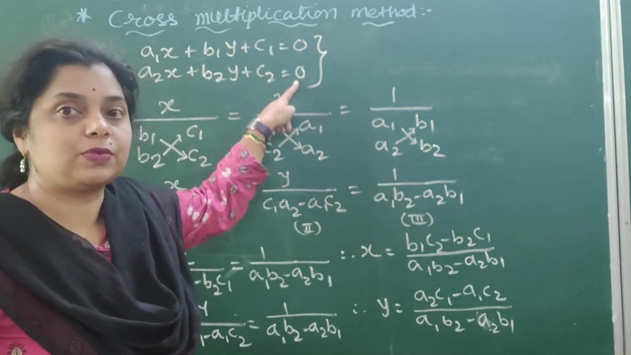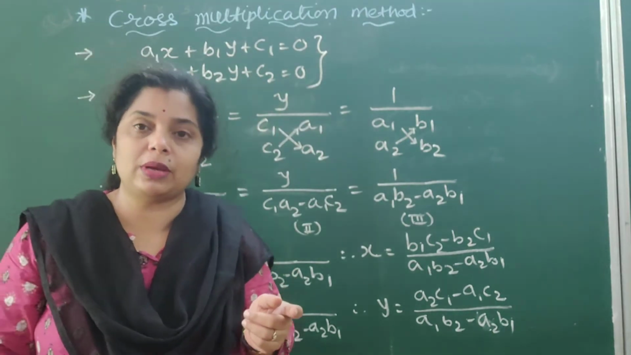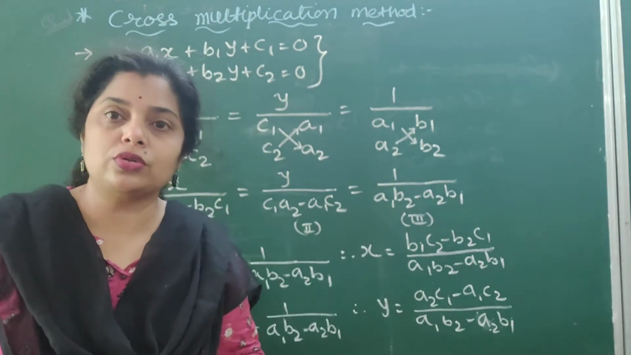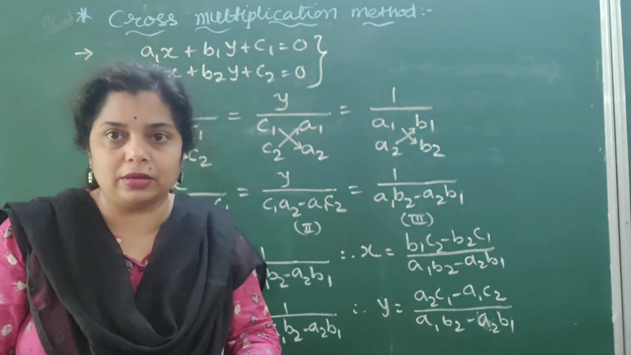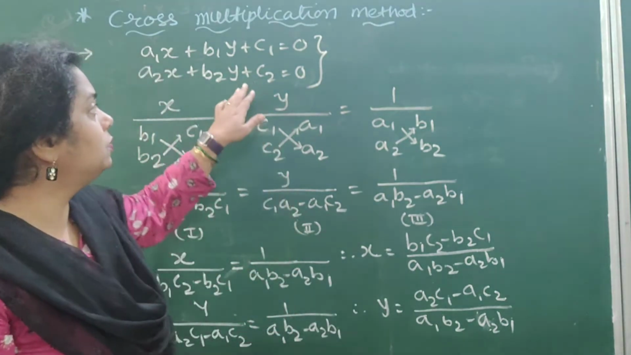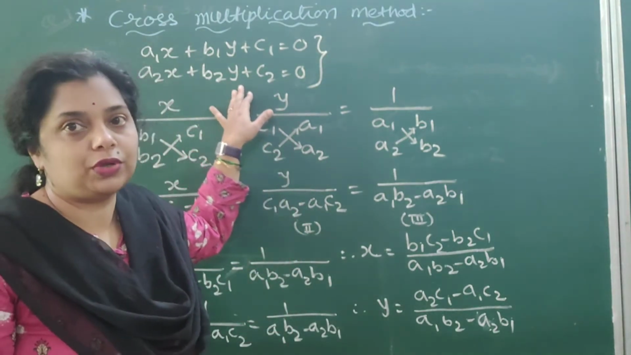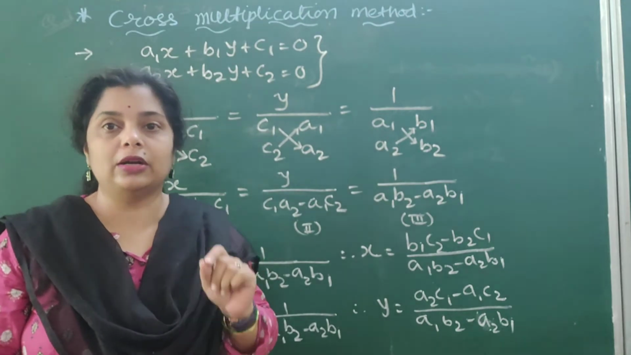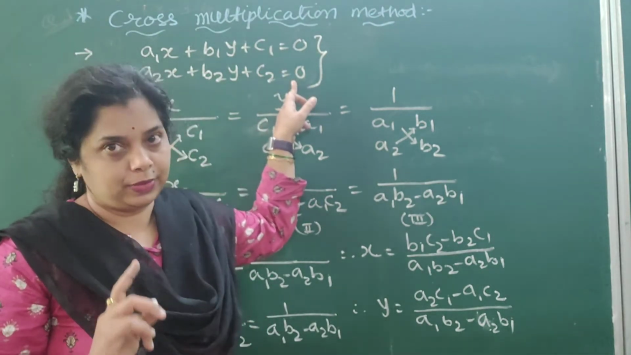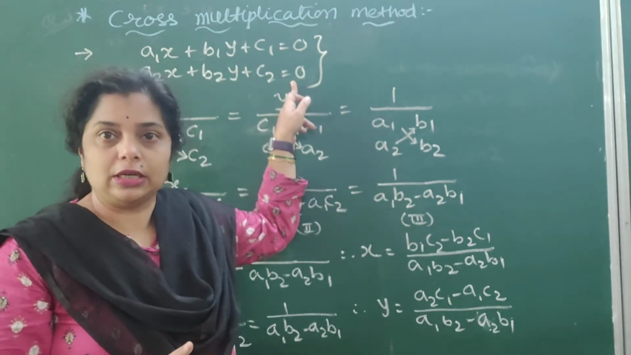When we have done the substitution method and elimination method, we have noticed that if we convert totally into standard form or not, it doesn't matter. But in this method, you have to convert a linear equation in its standard form. It means "= 0" must be there. First thing is this. Is it clear?